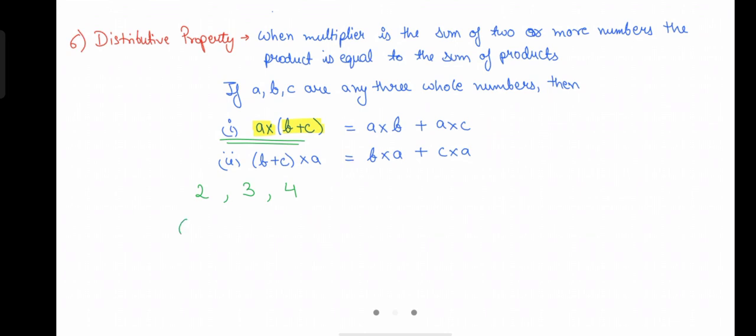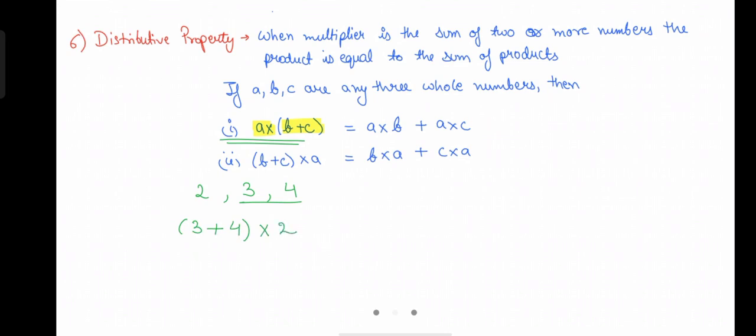Let's add up any two numbers. I'm going to add up, let's say, 3 and 4. So I'm writing 3 plus 4, and then I'm going to multiply it with 2. This is my first case.